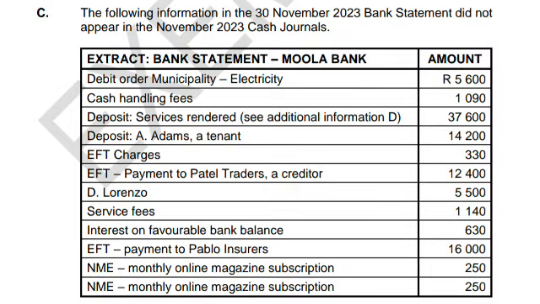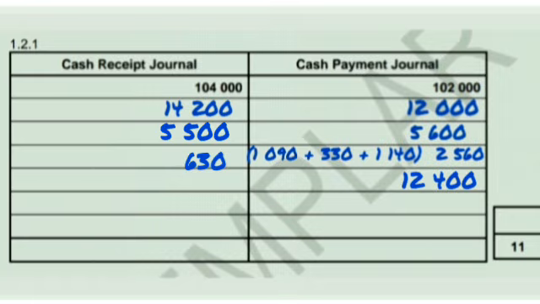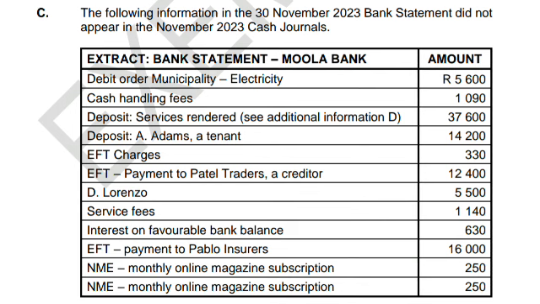Then we move on to the service fee. We have already dealt with the service fee when we were dealing with our bank charges. Let's move on to an interest on a favorable bank balance. By the way, when you're dealing with a bank statement, remember that a favorable bank account balance means that it's on the credit side because it's a bank statement. So if it's favorable, it means they gave you interest for having a positive balance. That means you are earning that amount, and since you are earning it, it's a receipt, an income for you. So it goes in the cash receipt journal with 630.